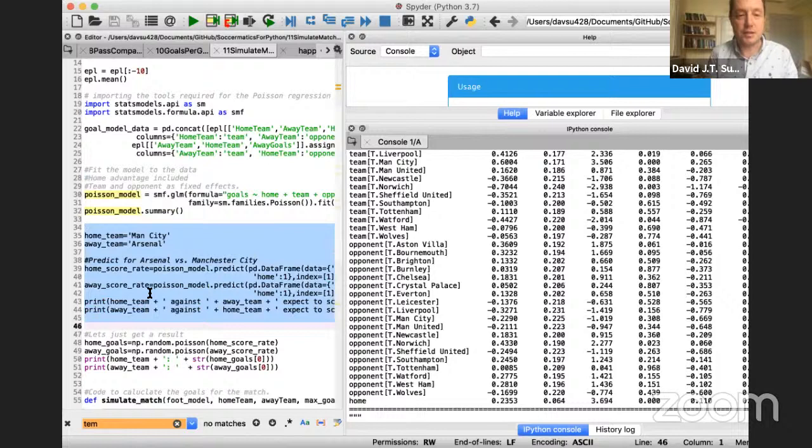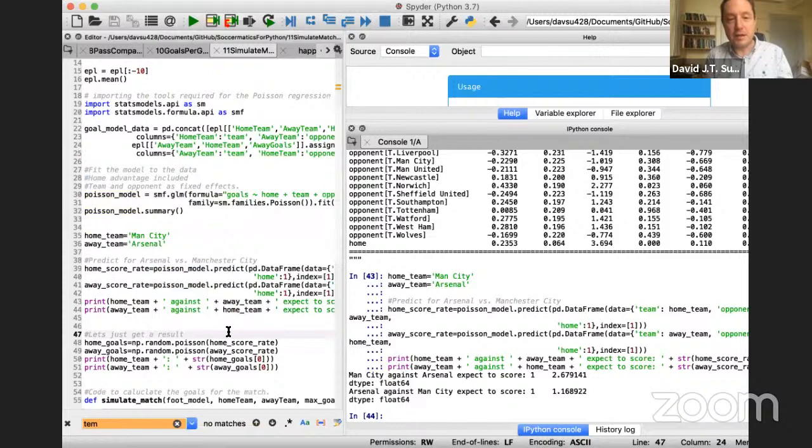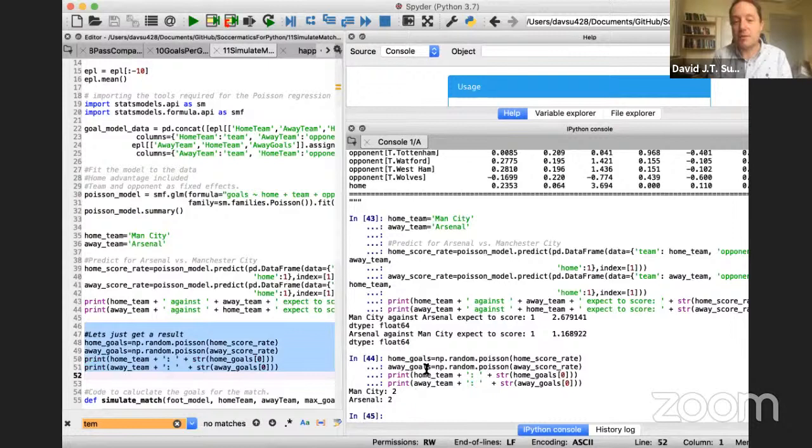I've found that the scoring rate of Manchester City is 2.6. Arsenal against Manchester City are expected to score 1.16. And I think it's nice just to run this a few times. So this is just some matches. Well, that was Manchester City against Arsenal. That was meant to be the match that would be the first match after the break. And there you go. I just ran the simulation. Came out 2-2. So that should be the result.